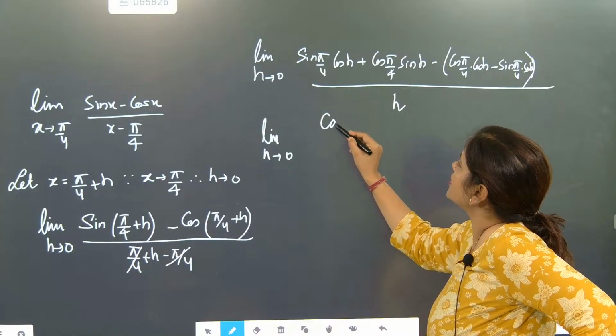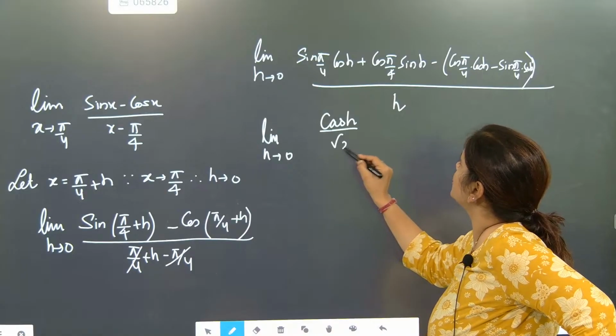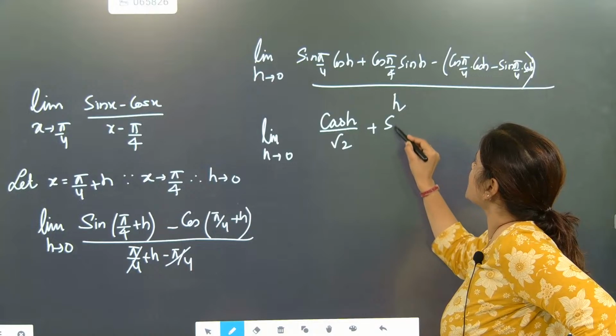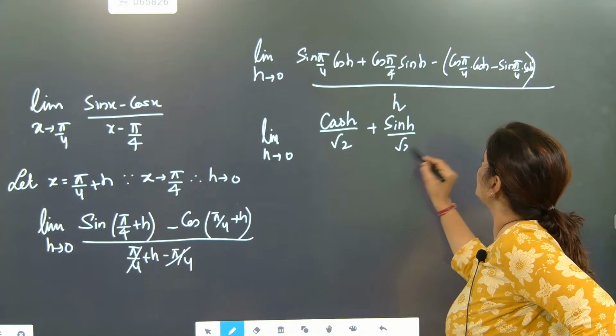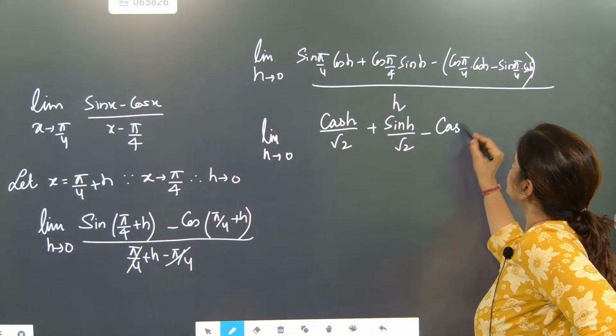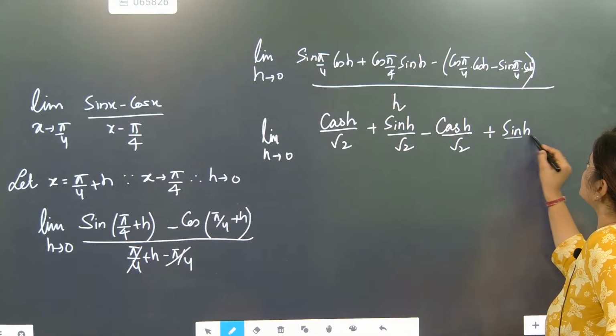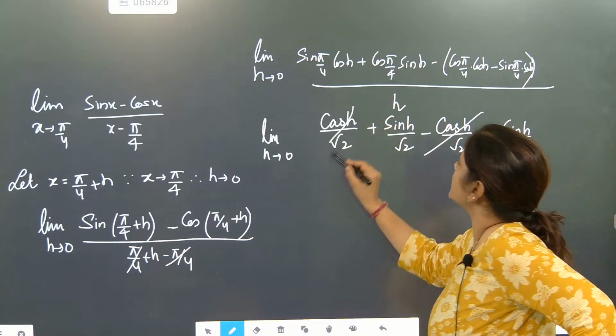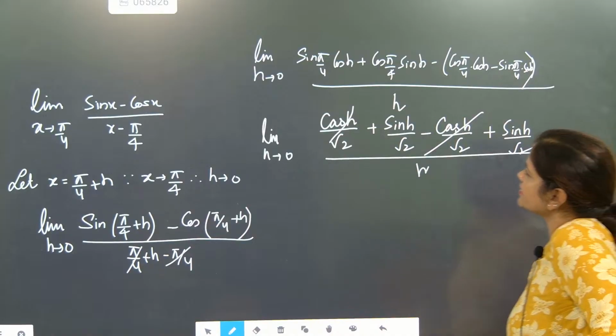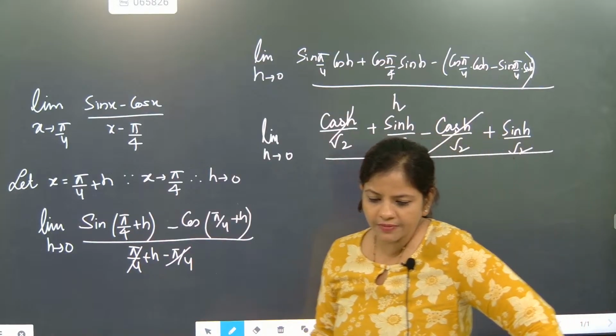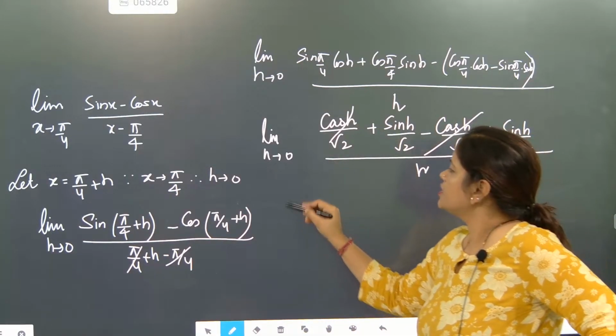Now this part will become cos h by root 2 plus sine h by root 2, minus cos h by root 2 plus sine h by root 2. So this and this will get cancelled. The denominator part is h. This is what we were expecting. Okay, so here that's good.